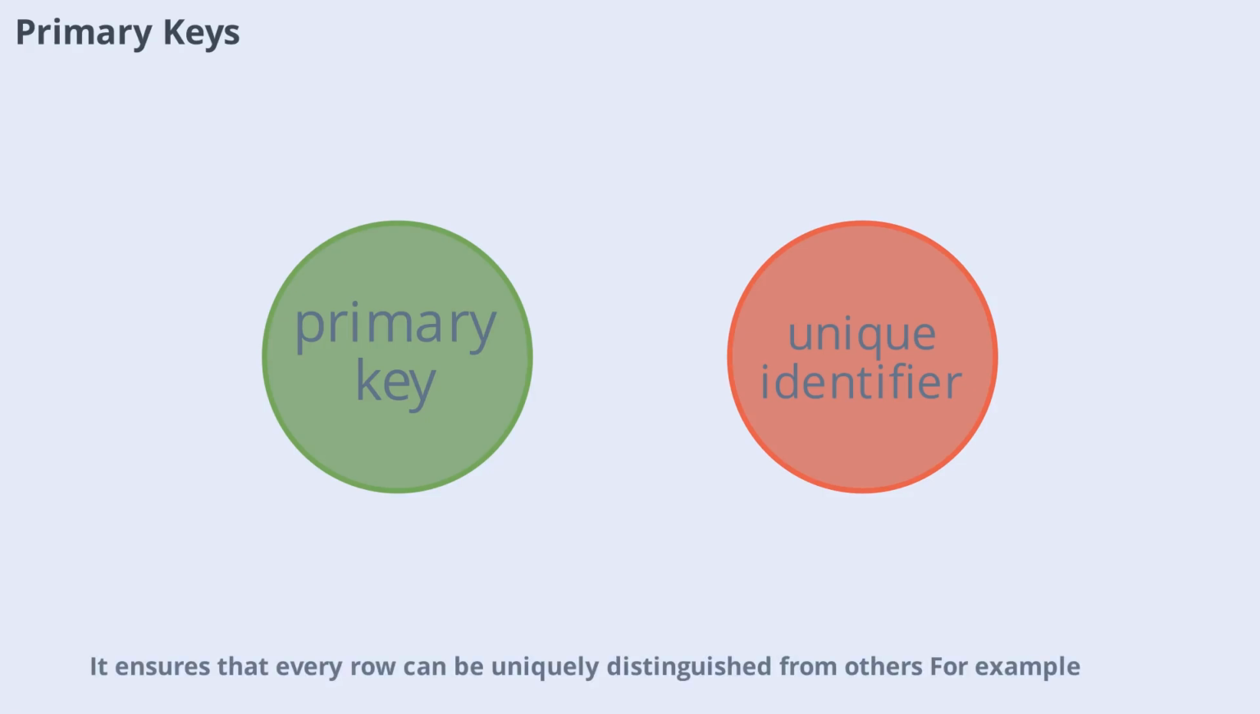A primary key is a unique identifier for each record in a table. It ensures that every row can be uniquely distinguished from others. For example, in a student table, a student ID might serve as the primary key. Primary keys are essential for maintaining data integrity and enabling relationships between tables. Without them, it would be difficult to manage and reference specific records.